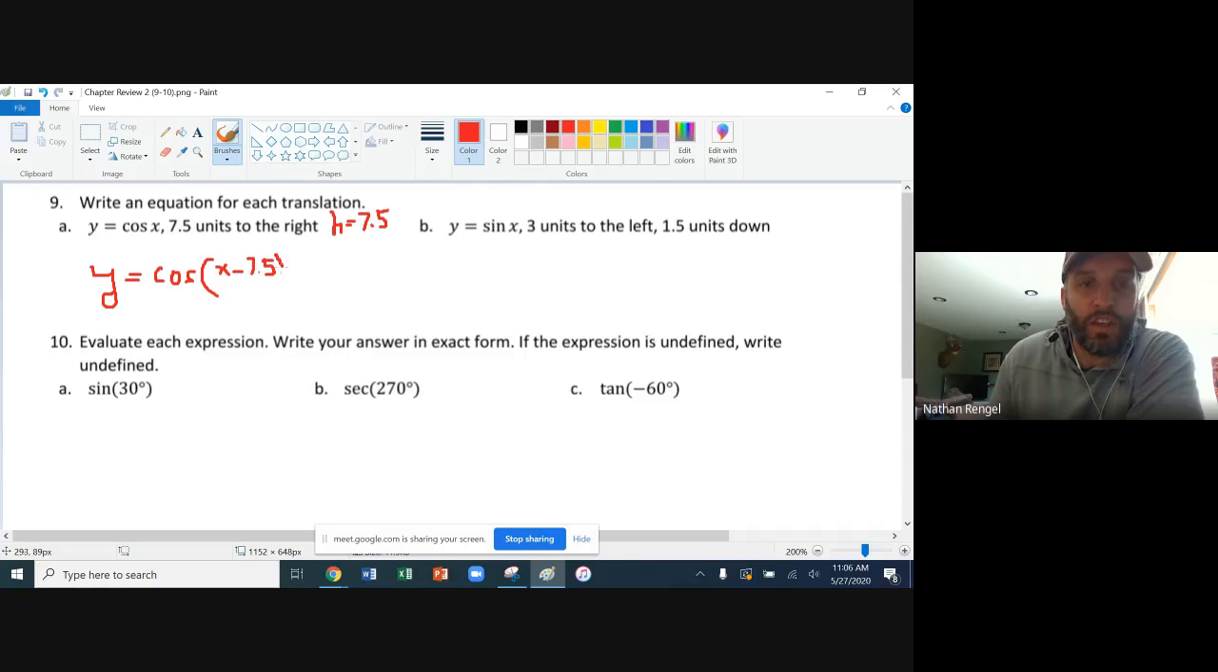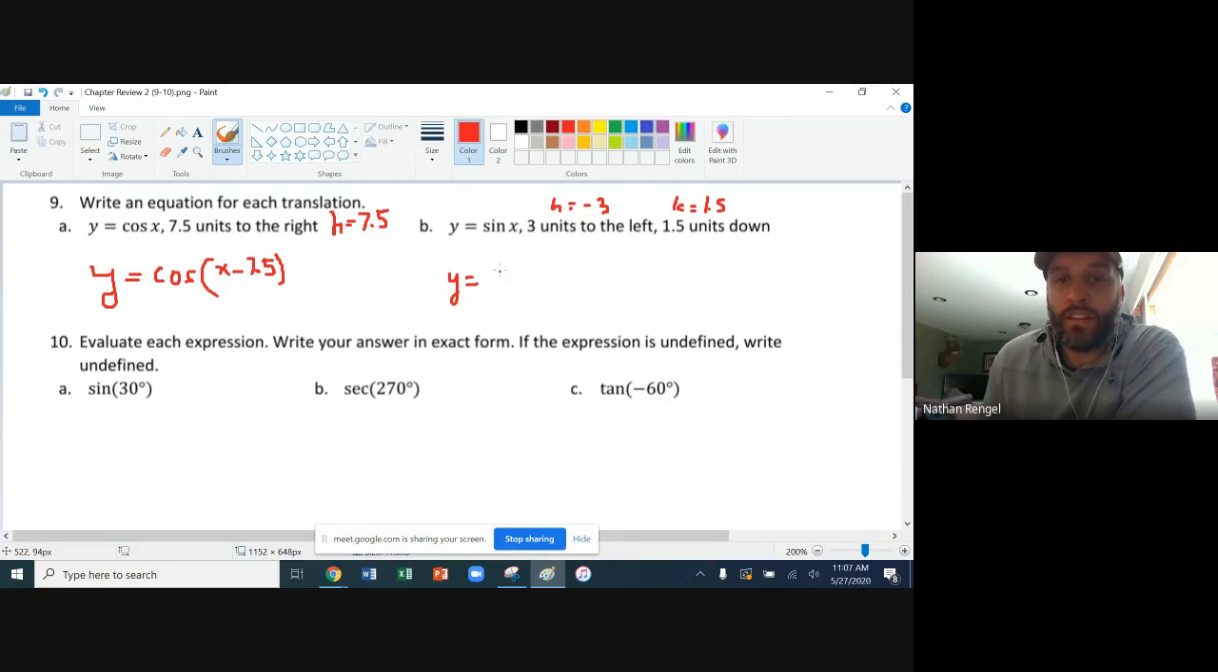So we're using the general form of a trig function. So y equals a cosine x minus h, and then plus k would be anything up and down. Now we're going to use a sine function. So y is equal to 3 units to the left. That means my h is going to be -3. So left -3, 1.5 units down, that's going to be my k, which is -1.5. There we go.